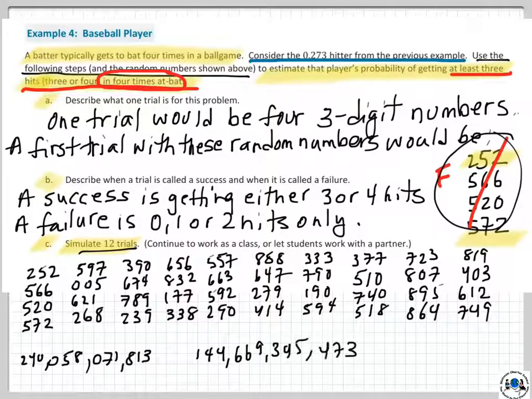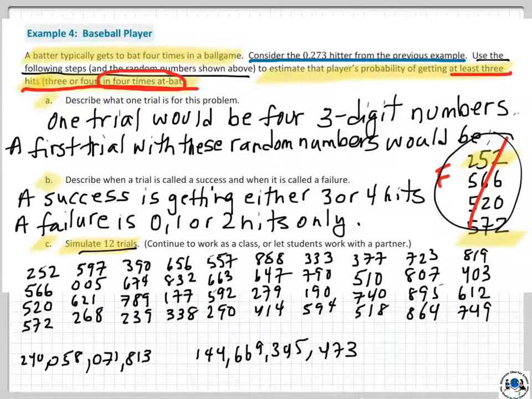Okay, and there we go. So, as you can see, this was a pretty bad result for this batter here. Because as we can see, we can go ahead and look at and estimate the probability that our .273 batter or hitter gets 3 or 4 hits in 4 times at bat.